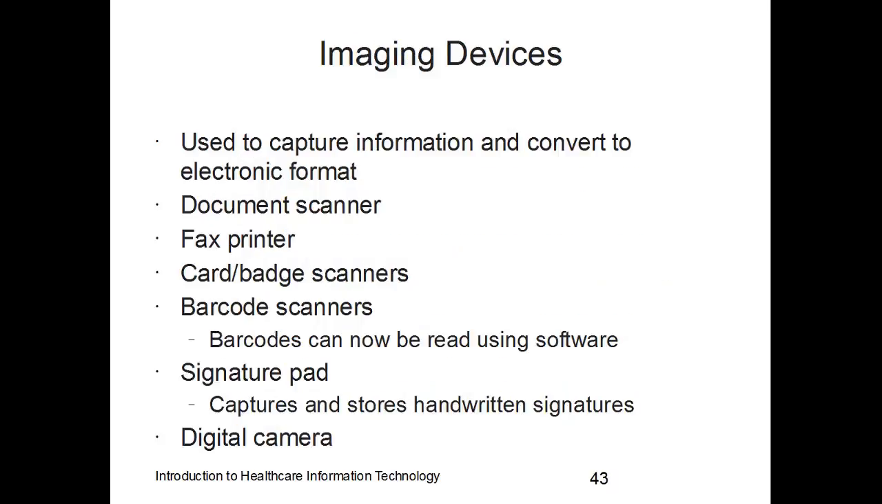Alright, imaging devices. These are used to capture information and convert it to electronic format. And some examples of an imaging device would be a document scanner, a fax printer, a card or a badge scanner, or a barcode scanner, a signature pad, and a digital camera.